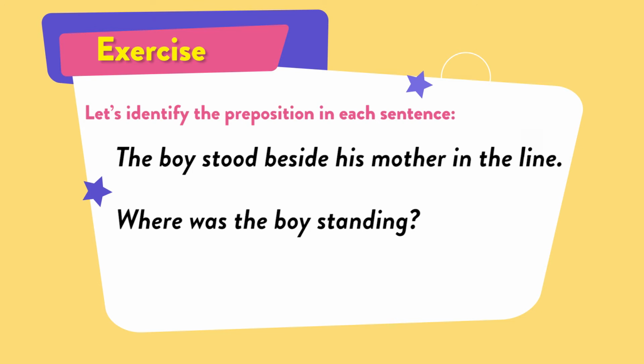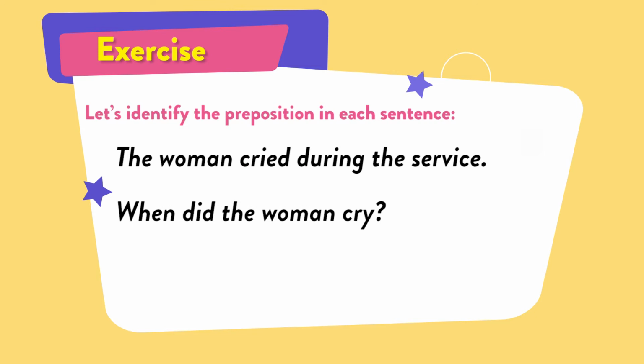But I want you to look at this also. And where were they? They were in the line. So in this sentence, we have two prepositions, beside and in. When did the woman cry? She cried during the service. It means as the service was going on, she was crying. So the preposition there is during.